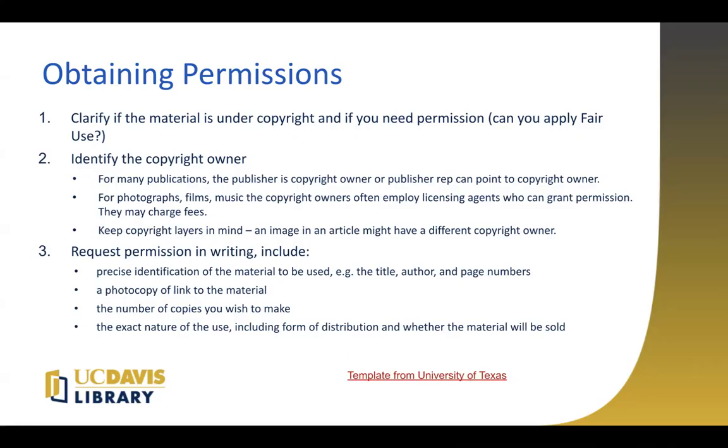For many publications, the publisher is the copyright owner, and the publisher representative can point you to the copyright owner. In scholarly publishing, if it's not the publisher, if it's published open access, you just write to the corresponding author. For photographs, films, music, and so on, the copyright owners are often represented by a licensing agent who would grant permission.